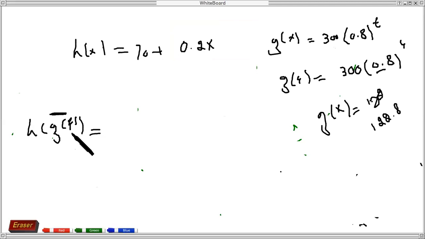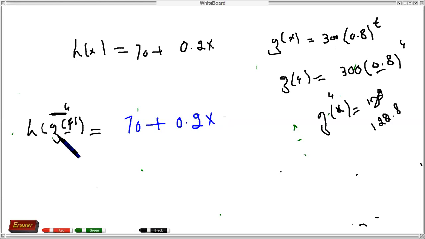Now h into g of 4. This is 4, so we have g of 4. This one is not g of x, actually g of 4. So first of all, write down the h function. H function is 70 plus 0.2x.